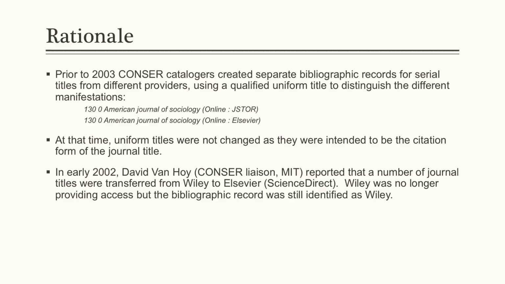But the reason that CONSER began talking about this back in 2003 was that prior to 2003, CONSER catalogers would create separate bibliographic records for serial titles that were available from different online providers. And they would use a uniform title qualifier to distinguish those. So prior to 2003, you have an example here. I know the print is small, but you have separate records for the American Journal of Sociology available from JSTOR than the version that's made available from Elsevier or ScienceDirect. Okay? So we had separate records prior to 2003, and we would use uniform titles to qualify them.